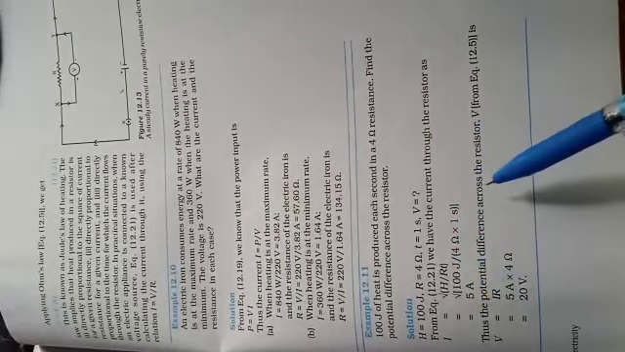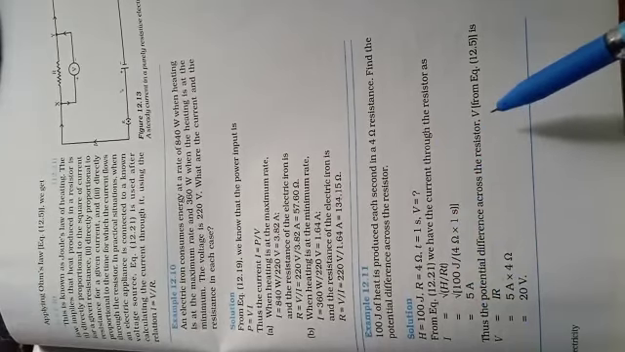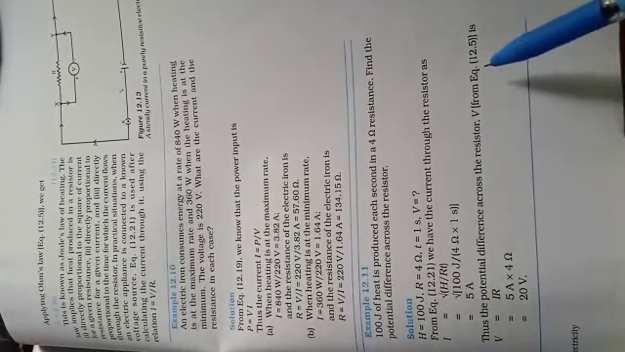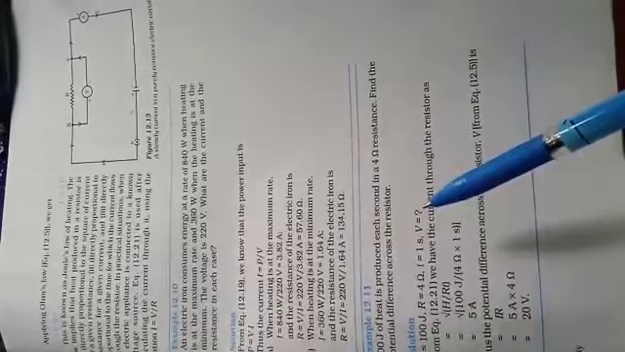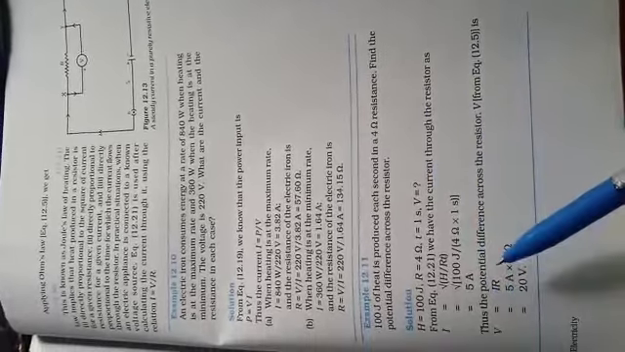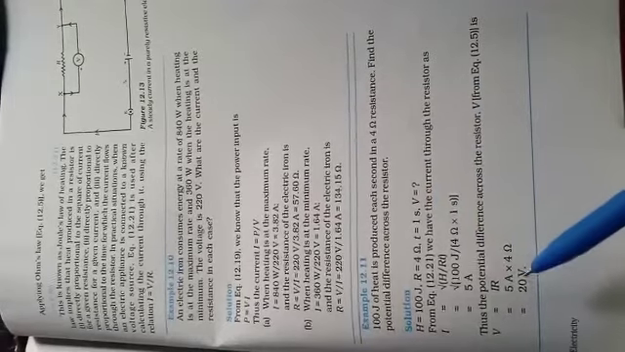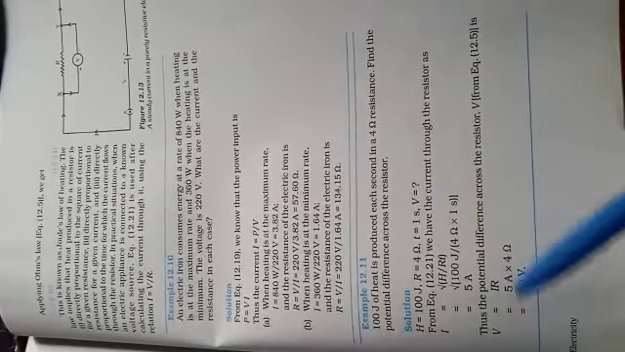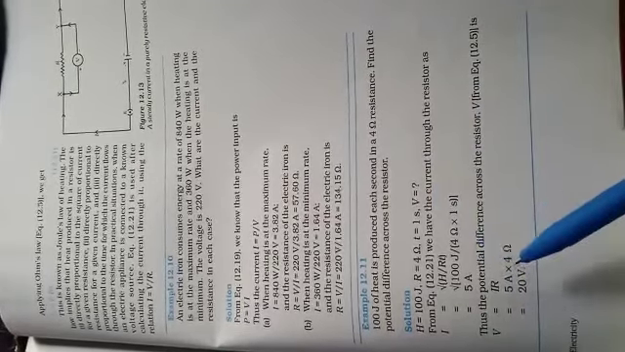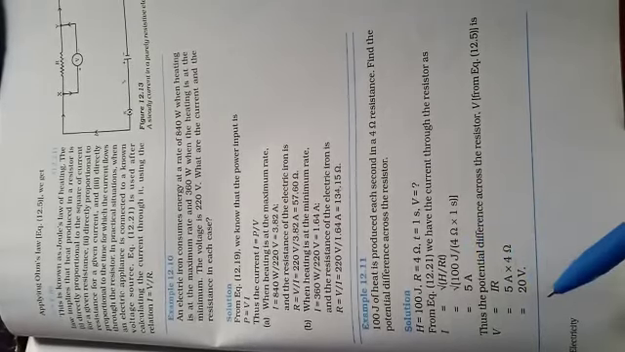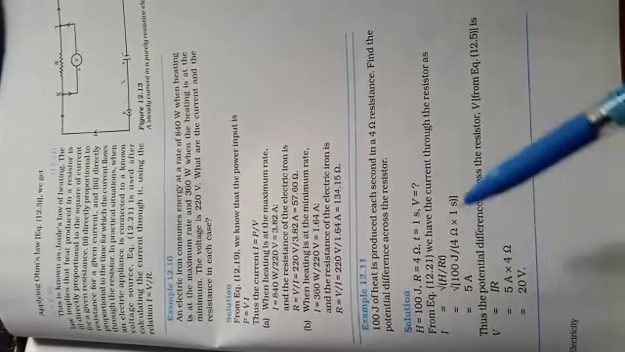Thus the potential difference across the resistor, from 12.15, is V equal to IR, I multiplied by R, so 5 ampere multiplied by 4 ohm. I equal to 5 ampere, and resistance is 4 ohm. So overall we conclude 20 volt.